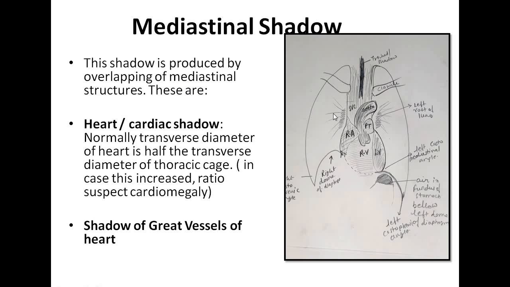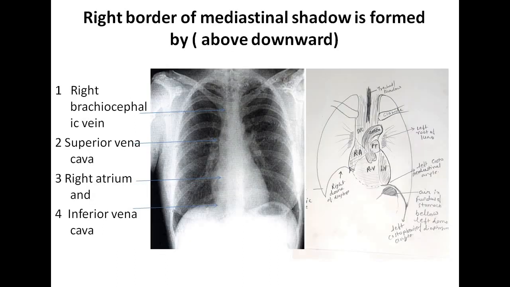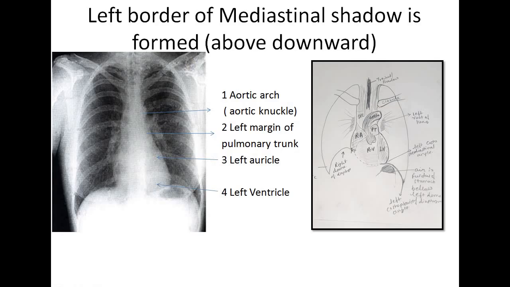In this figure you can also see the shadow produced by the great vessels of the heart. What are the structures forming the right border of the mediastinum? From above downward: right brachiocephalic vein, superior vena cava, right atrium and inferior vena cava. So in this figure you can see the superior vena cava, above it the right brachiocephalic vein, then the right atrium and inferior vena cava. These four structures form the right border.